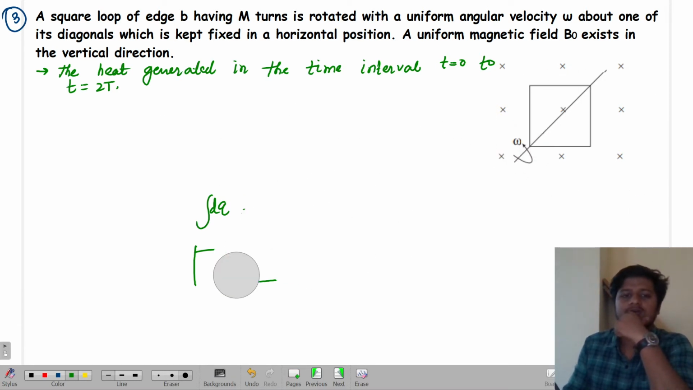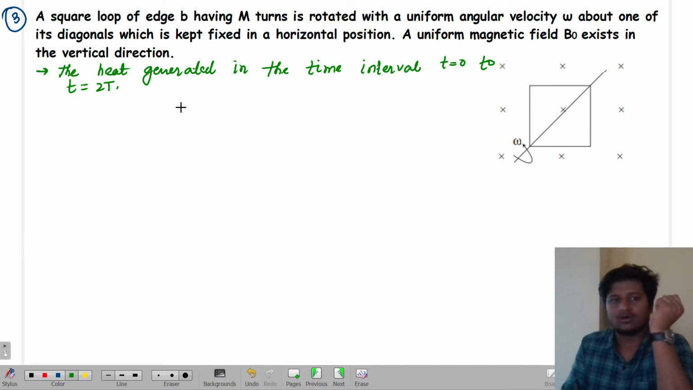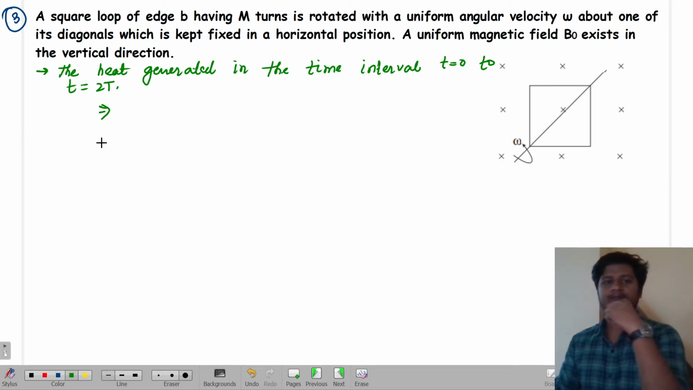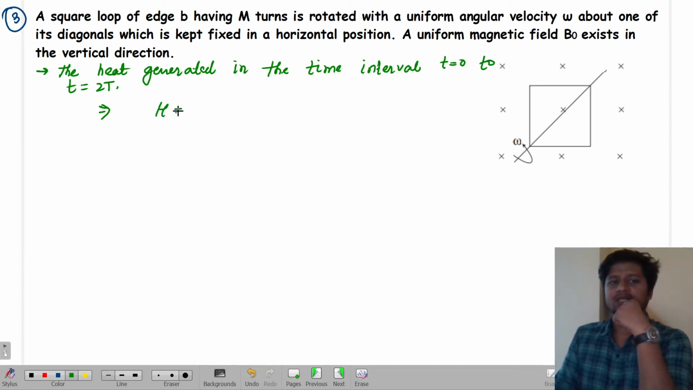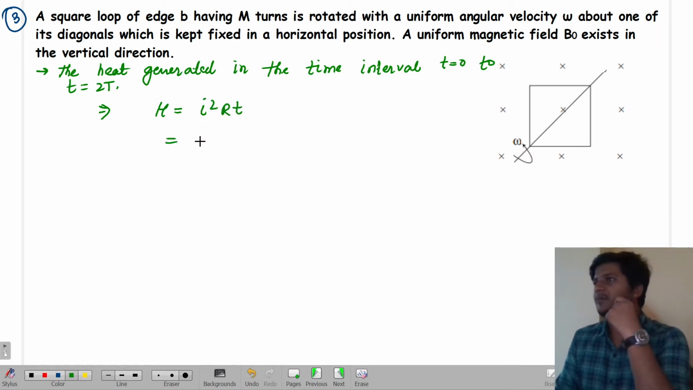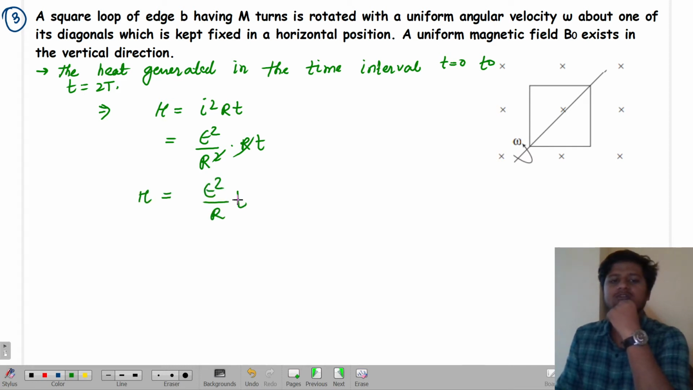Is it going to be 0? No. Heat generated will not be 0. Heat will definitely be generated if there is a current that is established. Got it or not? So the heat formula is what? H is equal to I square R T. Yes or no? I can be written as EMF by resistance, or not? So EMF square divided by R square into R into T. R got cancelled. So what I got as heat is EMF square by R into T.